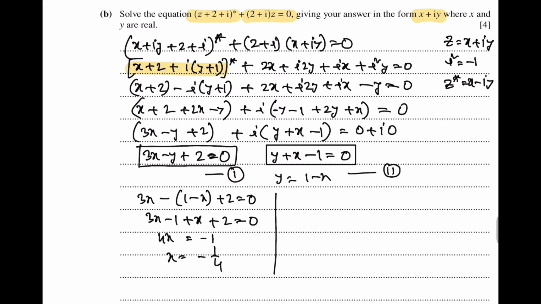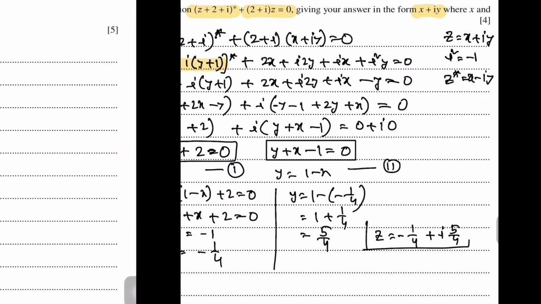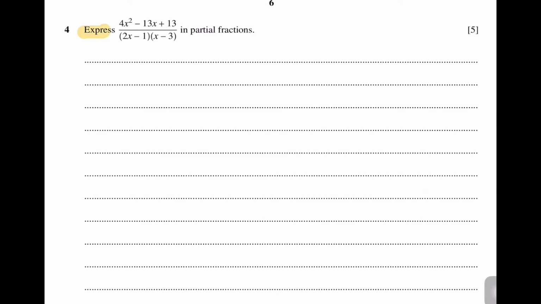And if we substitute it in y equals 1 minus x, we can write 1 plus 1 by 4, then it is 5 by 4. z equals minus 1 by 4 plus i 5 by 4. This is the solution. Express this fraction in partial fractions.